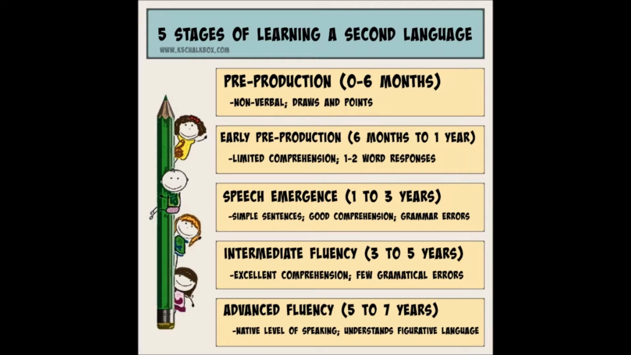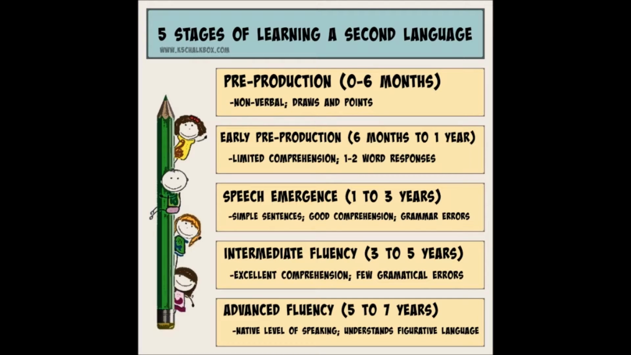So we have 5 stages of learning a second language. The first stage is pre-production. The second stage is early production. The third is speech emergence. Following that is intermediate fluency. And last but not least, advanced fluency.